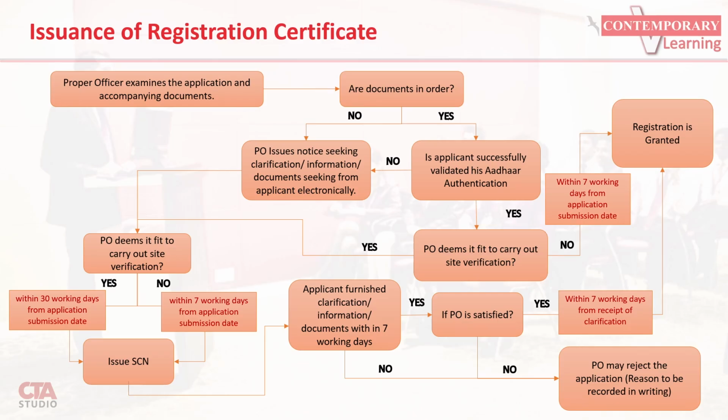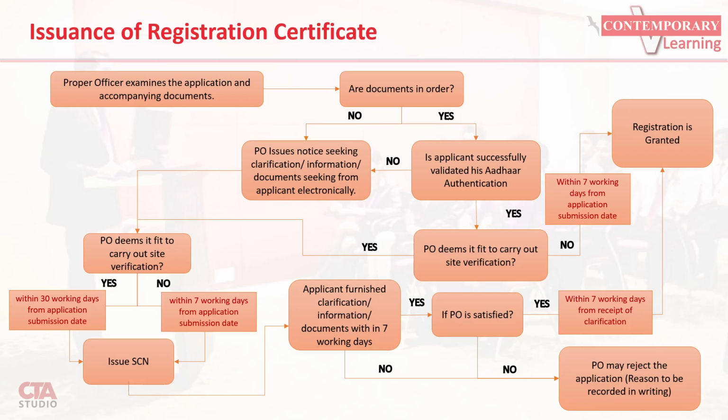Simultaneously, the PO checks, are documents in order? If no, the PO issues notice seeking clarification, the information, the documents from applicant electronically within 7 working days from application submission date. The applicant must furnish clarification, information, documents within 7 working days from receipt of the notice. Then the PO evaluates if PO is satisfied with the response within 7 working days from receipt of clarification.